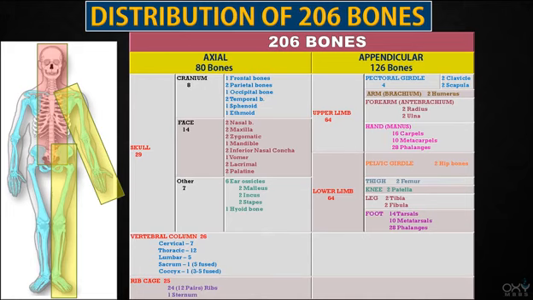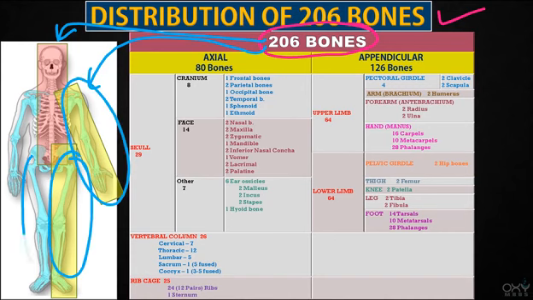Hi friends, in this video we will talk about the distribution of 206 bones in our body. Now friends, as you all know, there are 206 bones present in our body, and out of these 206 bones, 80 bones form the axial skeleton and 126 bones form the appendicular skeleton. This is the appendicular skeleton.